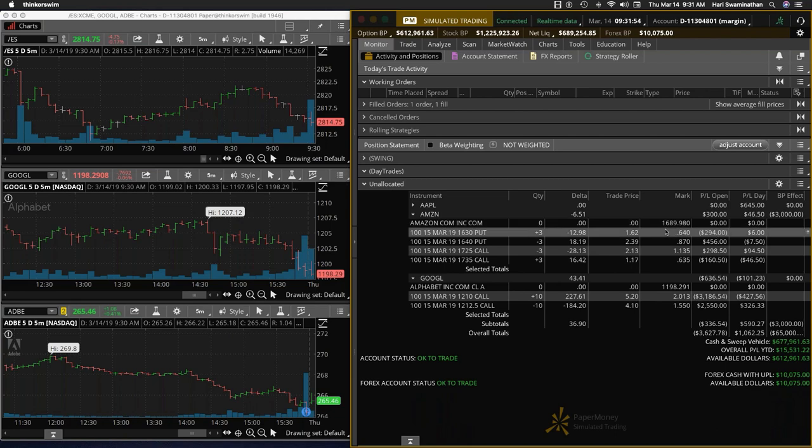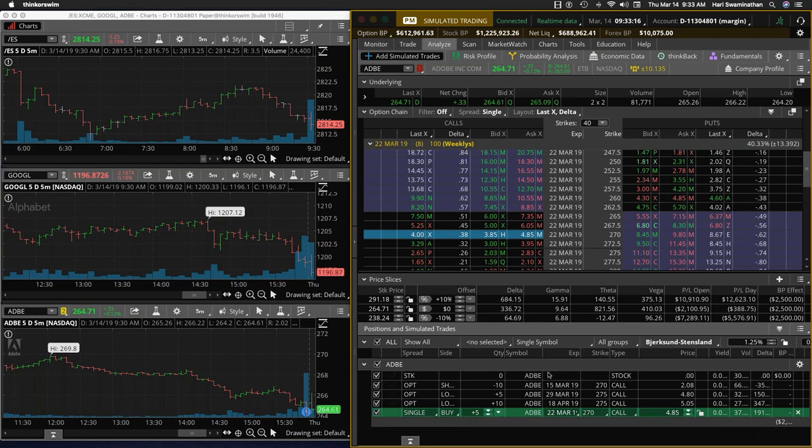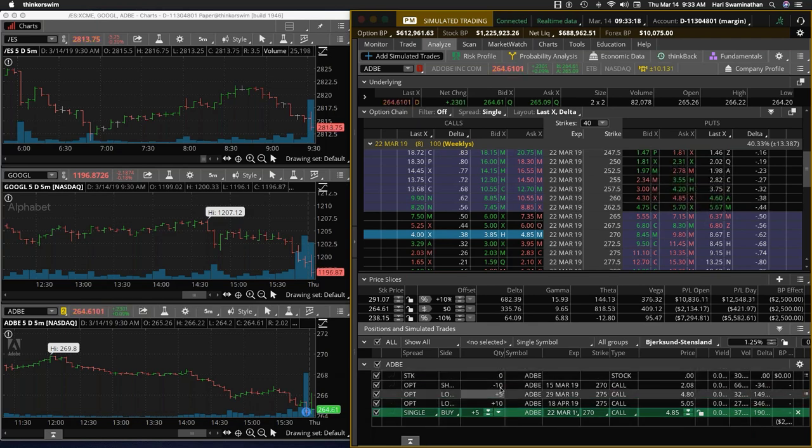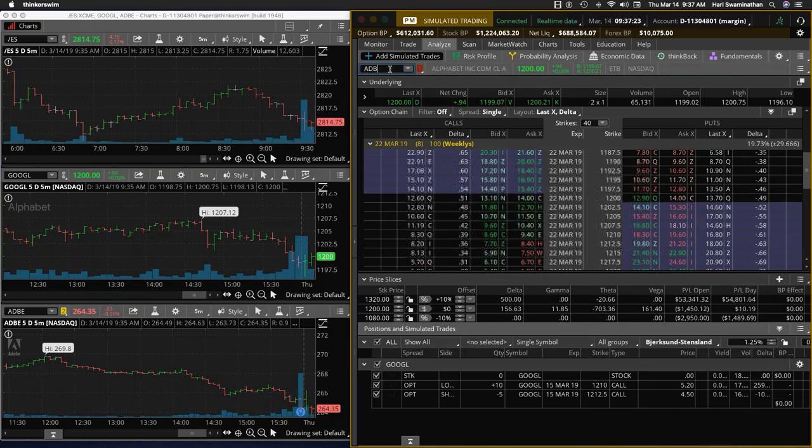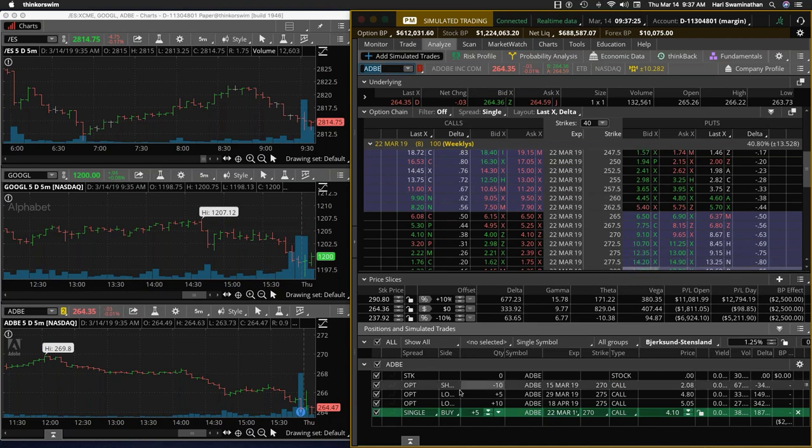Amazon is still very much within the condor. And so we just want to get some time decay off of this. Now these are all part of the swing trades, so you don't look at that. What I want to do is keep this ready. And I'm going to go with Adobe because even the ES is bouncing back.